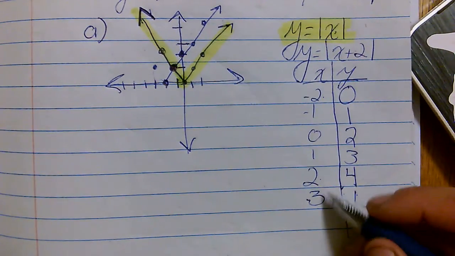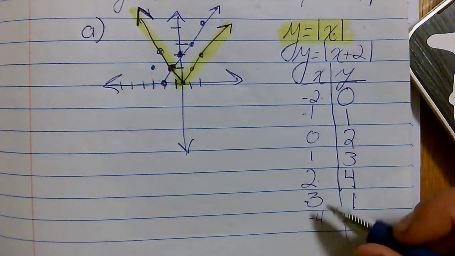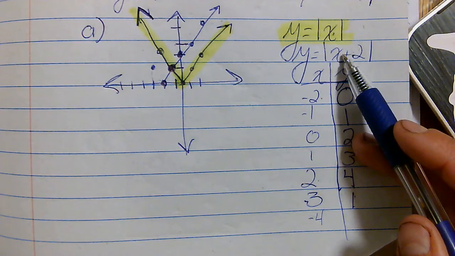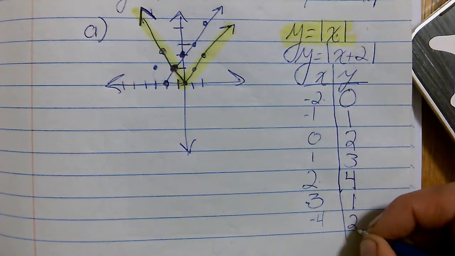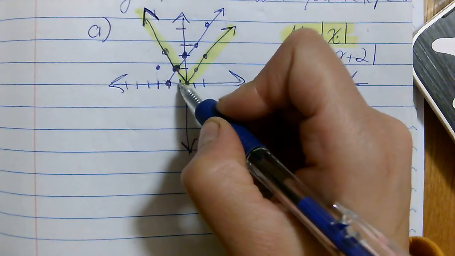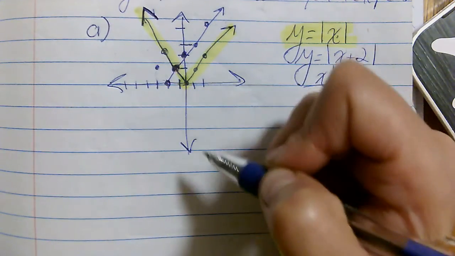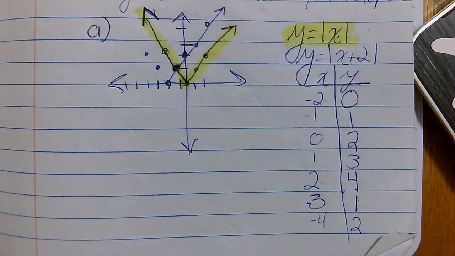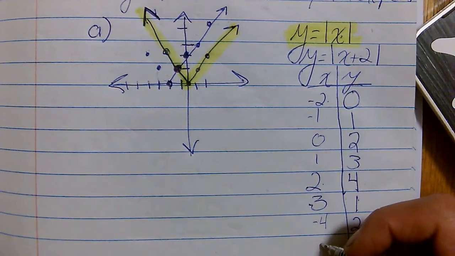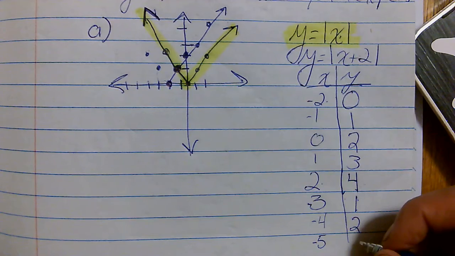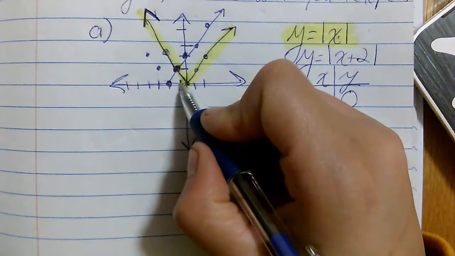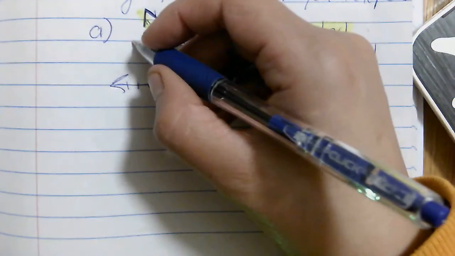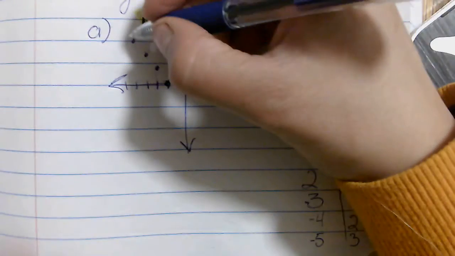And I'll do two more. If I do negative 4, I plug that in, I get negative 4 plus 2 is negative 2, but the absolute value would be positive 2. So negative 1, 2, 3, 4, up to positive 2, just like that. And I'll do one more. Negative 5, that would be positive 3. So 1, 2, 3, 4, 5, and 1, 2, 3, just like that.